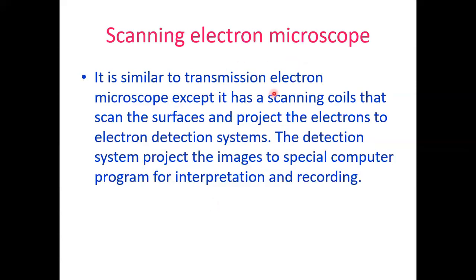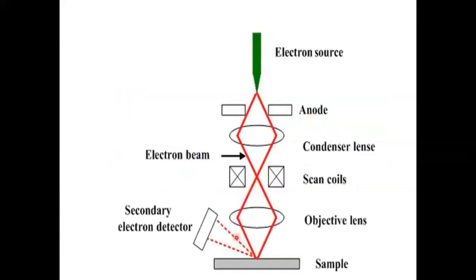Scanning electron microscope is similar to the electron microscope, except it has scanning coils that scan surfaces and project the electrons to an electron detection system, and the system emits images to a special computer program for interpretation and recording. This is the scanning electron microscope.